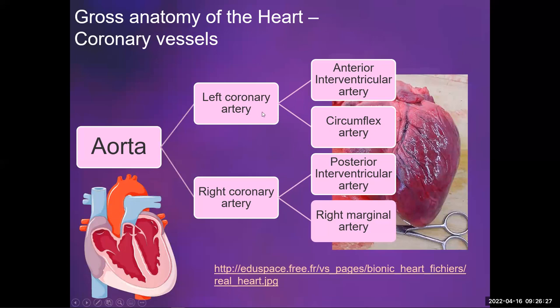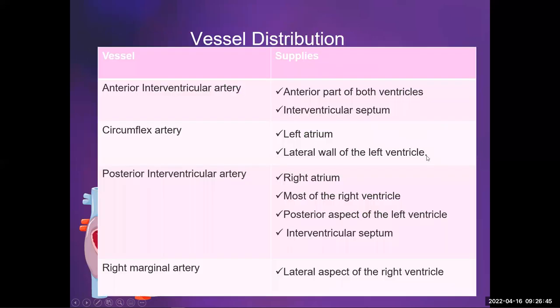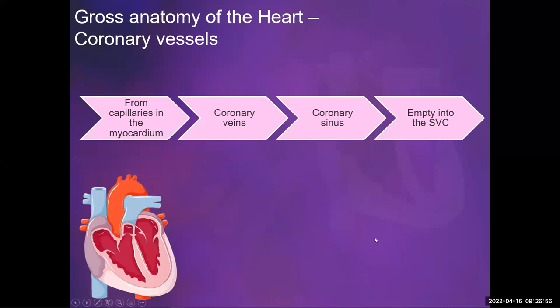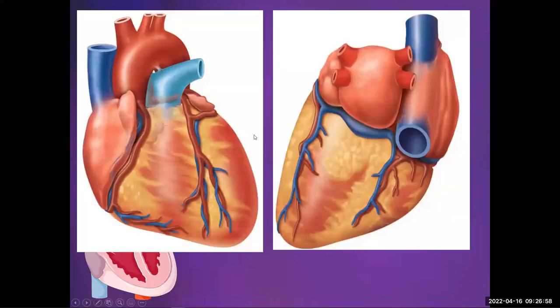The left coronary artery subdivides into the anterior interventricular artery and the circumflex. The right coronary artery splits up into the right marginal and the posterior interventricular artery. So these are shown on the outer part of the heart and they bring the blood supply to the heart, the muscle itself. And this is the distribution as shown here in terms of these major arteries and where that blood supply goes to. All right. So these are shown here.